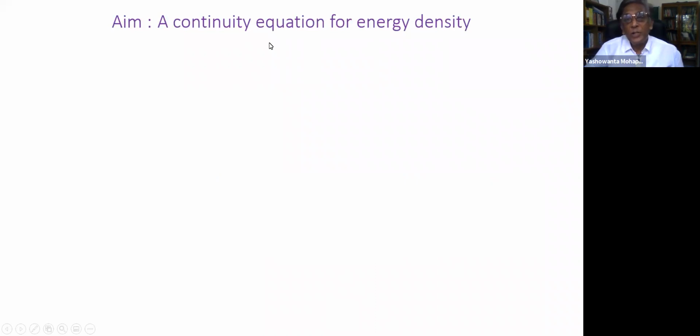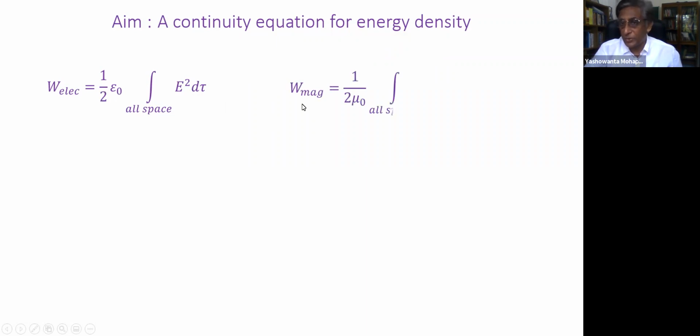So we need a continuity equation for energy density. Just like it was there for charge density, this is for energy density. So we know the electrical energy stored in an electromagnetic field, over all space, is the integral of epsilon by 2 E squared d tau. This we have done many problems on. Magnetic fields also store energy over all space, and that is the integral of 1 by 2 mu naught B squared d tau.